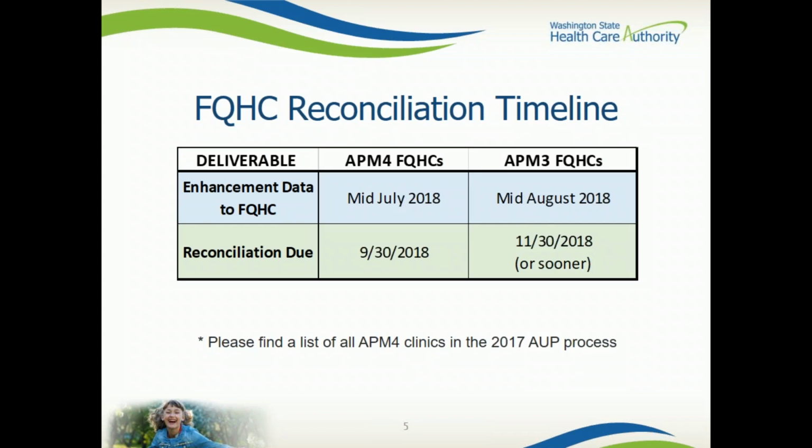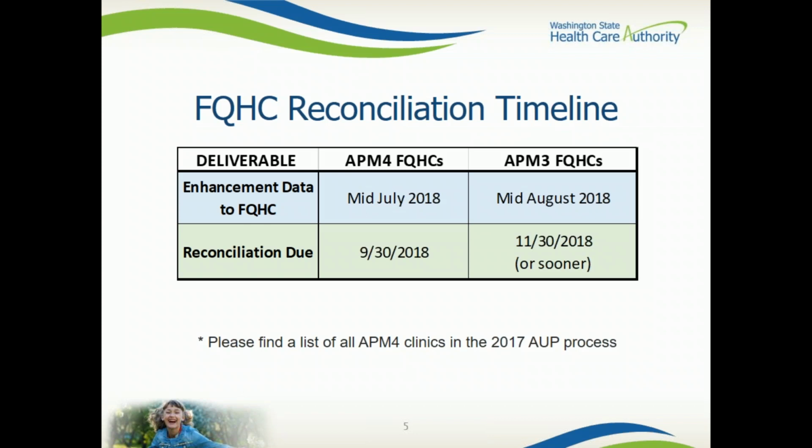So a little bit about the reconciliation timeline for FQHCs. HCA will provide detailed enhancement data to FQHCs in the following manner. For APM4 participating clinics, they will receive their enhancement data by mid-July 2018, and Patrick will speak a little bit more in detail on that. And for APM3 clinics, they will receive their enhancement data by mid-August 2018.